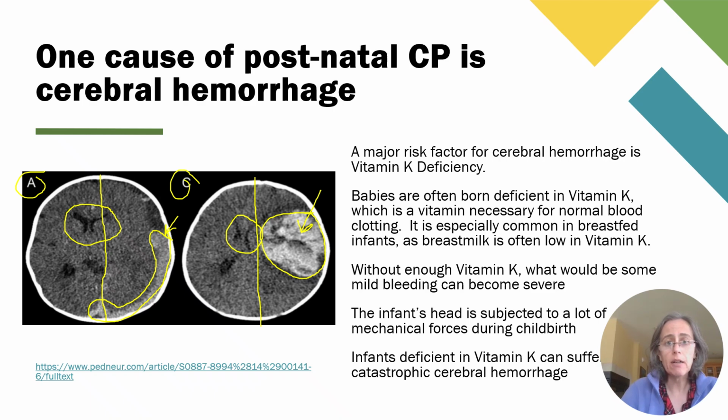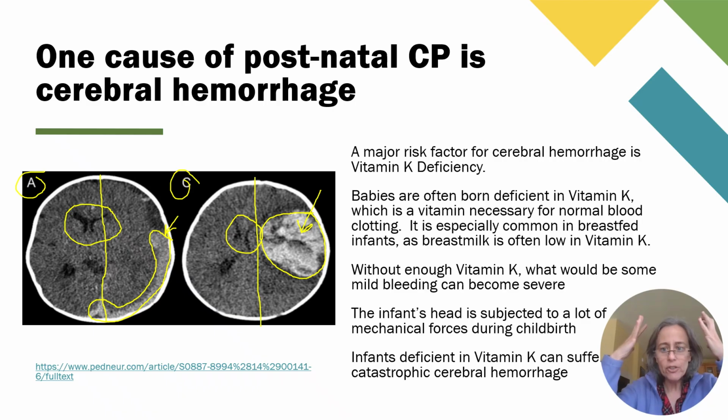So why would an infant have bleeding in their brain? Well, there's lots of different things that can cause that. One is shaking a baby, but another one is cerebral hemorrhage, bleeding that occurs due to vitamin K deficiency. So the interesting thing about vitamin K is it's something that we need in order to clot our blood normally. So without enough vitamin K, your blood can't clot normally, and what would normally be a little bit of bleeding can become a lot of bleeding. Most babies are born deficient in vitamin K because it's actually produced by the gut microbes in our intestines, and when we're first born, we don't have any microbes in our intestines.